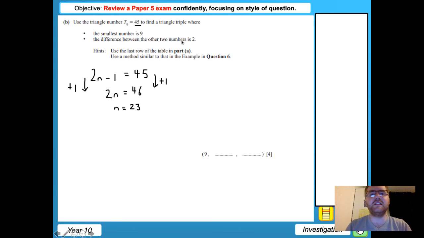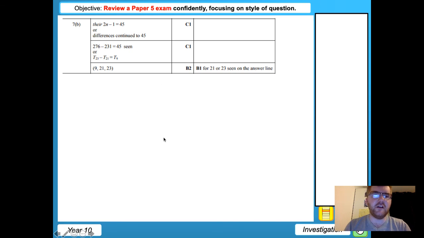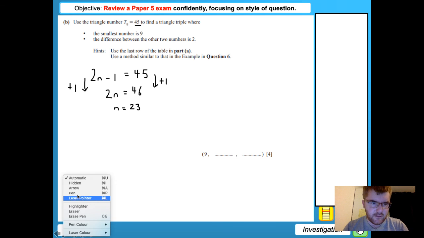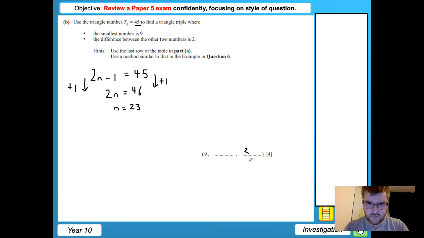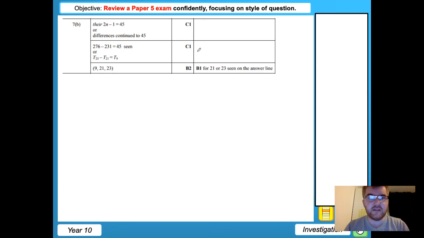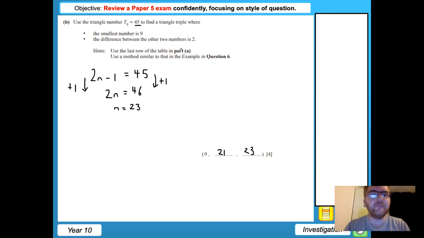Well, the difference between the other two numbers is 2. So if this is 23, this one has to be then 21. So this number here gives us the largest of the numbers, what they sum to. But then we need to take 2 away, because this part here, the other two numbers is 2. And again, we can actually check this.